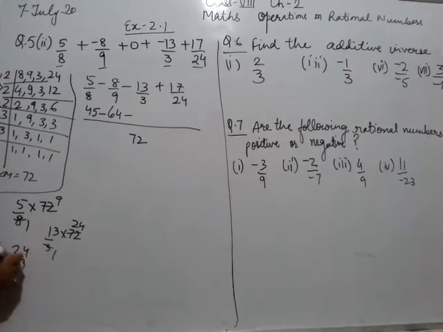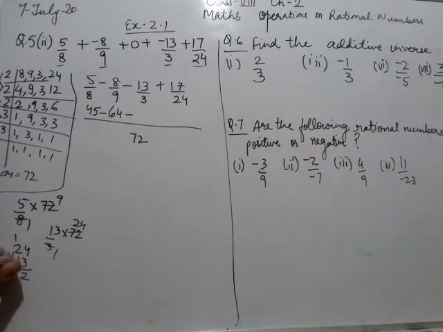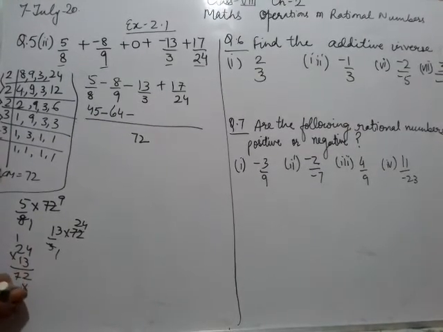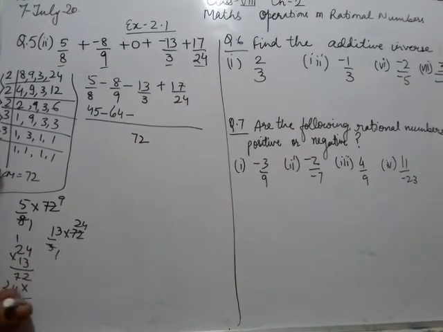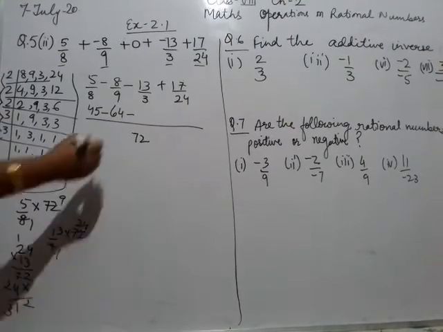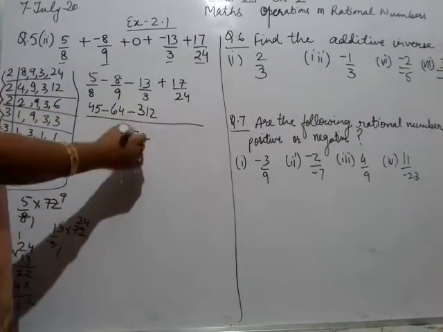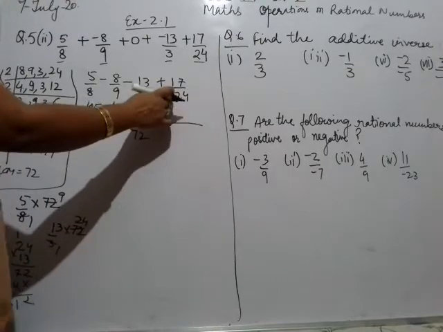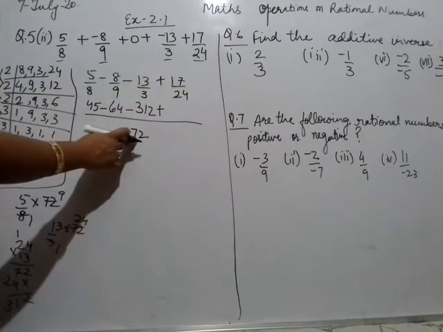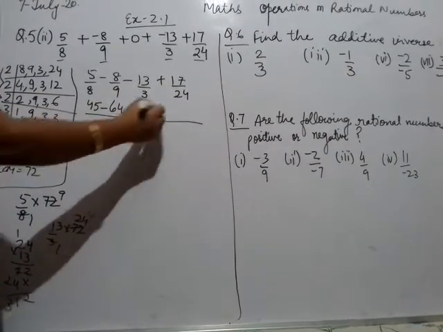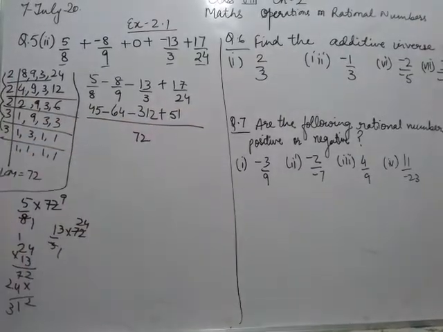24 into 13. 4 3s are 12. 3 2s are 6, 7. Then 4, then 2. This is 2, 1, 3. So this is minus 312. Plus 17 by 24 into 72. What will be there? 51. 17 3s are 51.